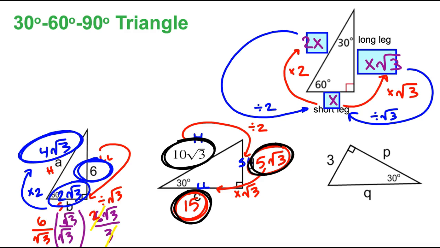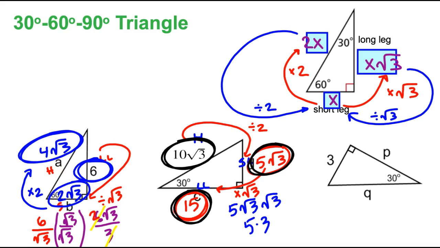Sometimes they're rotated differently, so you got to pay attention to the values: long leg, short leg, hypotenuse. How is it 15? Because it's 5 root 3 times root 3. So you end up with 5 times the square root of 3 times the square root of 3, which is 5 times 3, right? Because root 3 times root 3 is just 3.